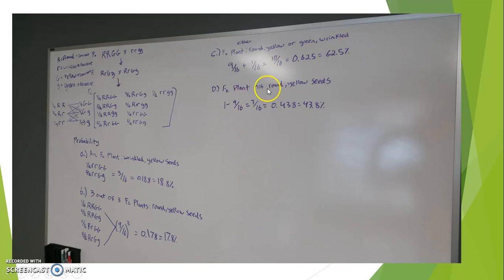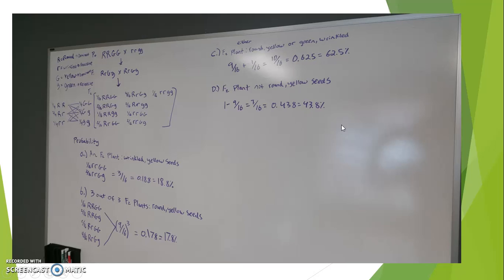Then D is finding an F2 plant not round and yellow. Since we know the probability of getting a round and yellow seed, what's the probability of not getting that? All we have to do is take 1 minus 9 over 16, which gives you 7 out of 16, which is about 43.8%.